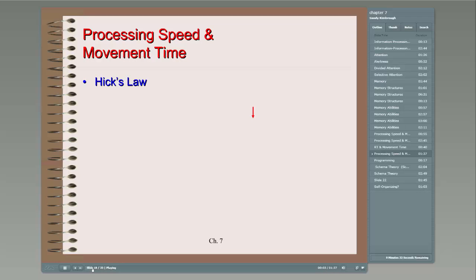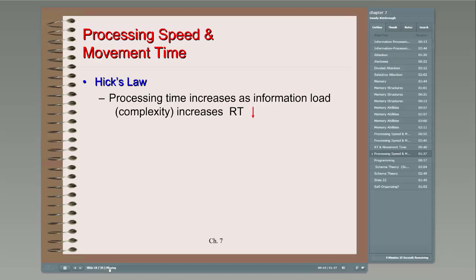There are a couple ideas related to processing speed and movement time. One is Hick's law. Hick's law is the idea that processing time increases as information load or complexity increases reaction time. In other words, the more complex the movement, the slower the reaction time, or the higher the milliseconds. So why does it take longer to plan a complex movement? Okay. For example, reaction time for just pressing a key. Okay, if the stimulus is going to be presented and you're just supposed to press a key, that's very simple. But if when the stimulus is presented, you're supposed to jump up, hit a tennis ball that's hanging from the wall, then jump down and press 3 keys in a certain sequence, that's much more complex.